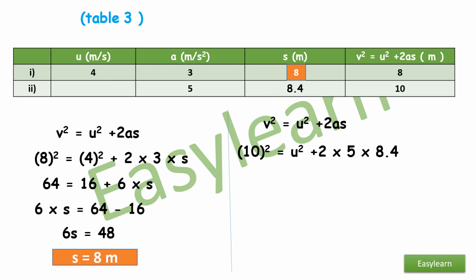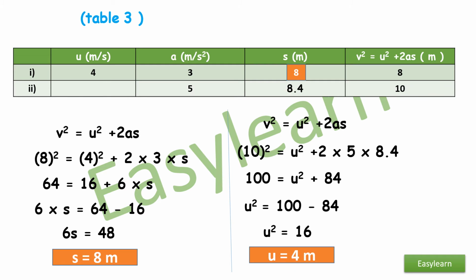Second, V square is equal to U square plus 2AS. 10 square is equal to U square plus 2 into 5 into 8.4, which is equal to 100 is equal to U square plus 84. Therefore, U square is equal to 100 minus 84. U square is equal to 16. Now taking square roots, we get U is equal to 4 meter.